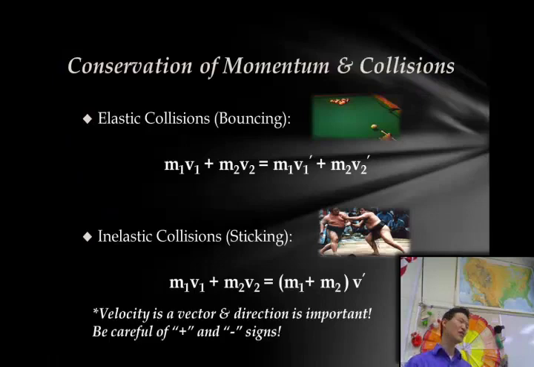In terms of collisions, there's just two cases that you've got to be able to break down. One is called an elastic collision, and one is called inelastic. What's the difference? Elastic is just a fancy word for bouncing. In real life, it's actually hard to get a perfectly elastic collision. Most things will never be 100% elastic.